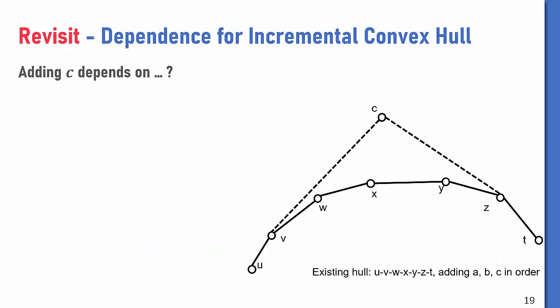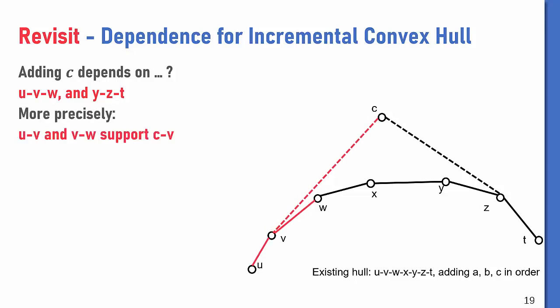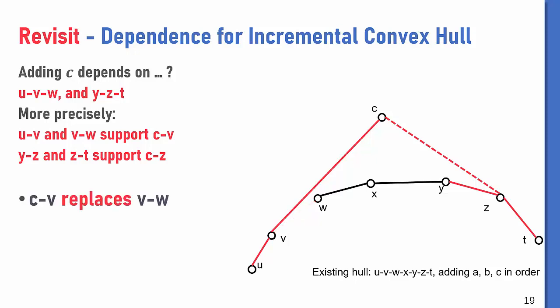So let's go back to the original example. We said that adding C depends on the two corners at the boundary, which are UVW and YZT. More precisely, the two edges UV and VW support CV, and YZ and ZT support CZ. So in the algorithm, CV will replace VW, it removes VW and adds itself. CZ will replace YZ, it removes YZ and adds itself.